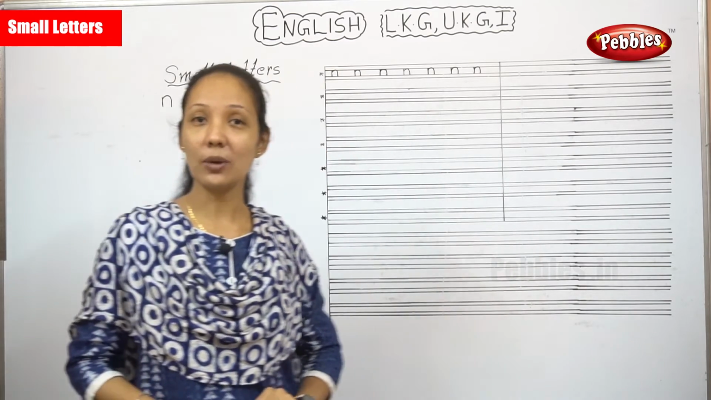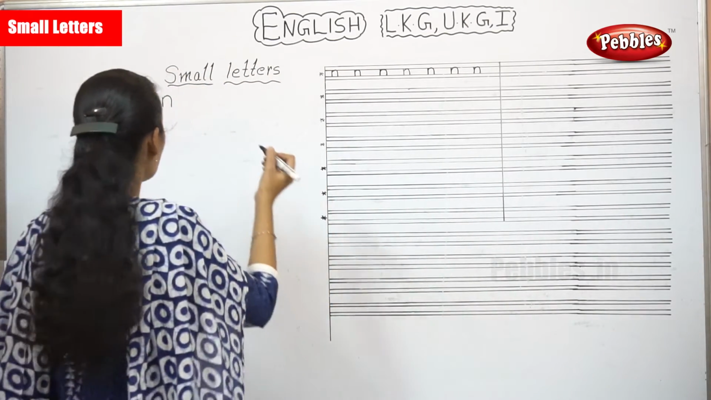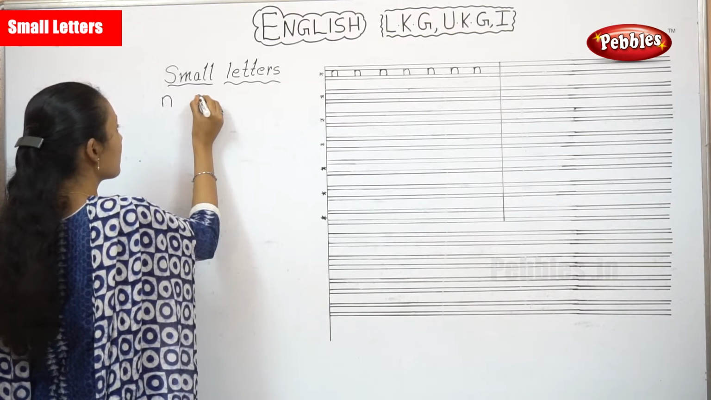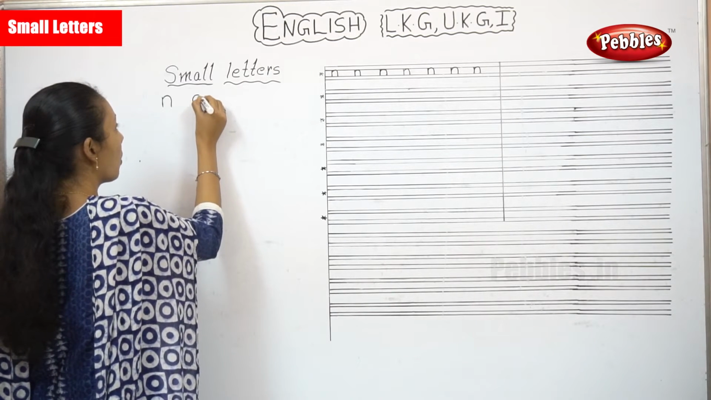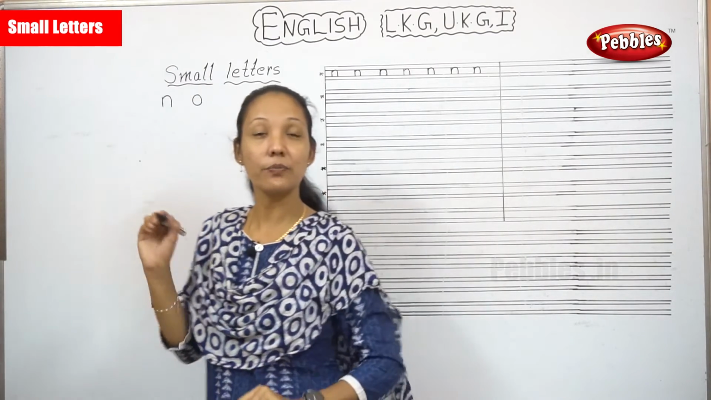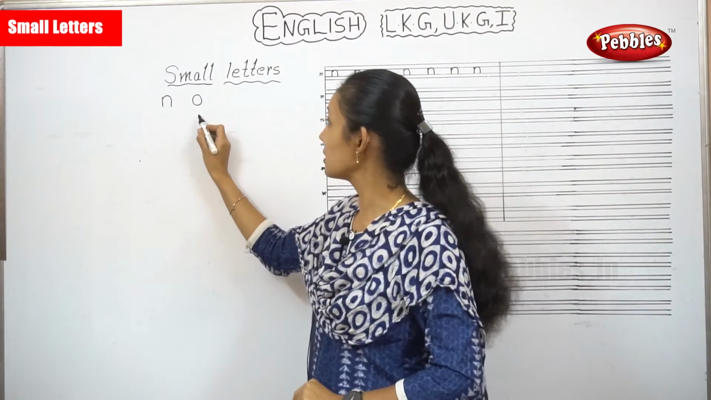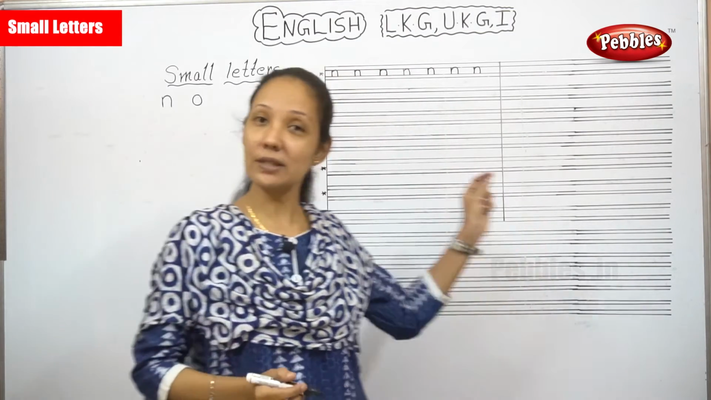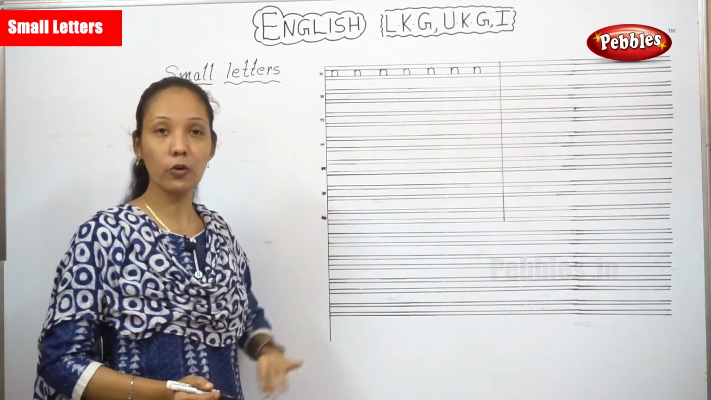So after N you have O. O is very easy. How do you write O? Yes, just a small circle. This is O. What alphabet is this? This is called O, small letter O. Now shall we see how to write small letter O in your four lines?